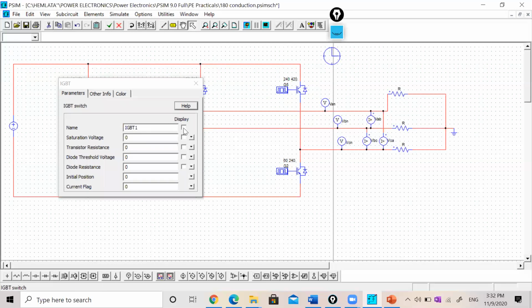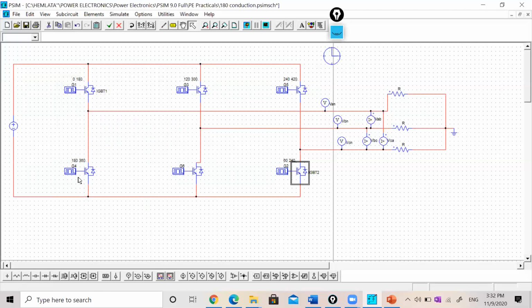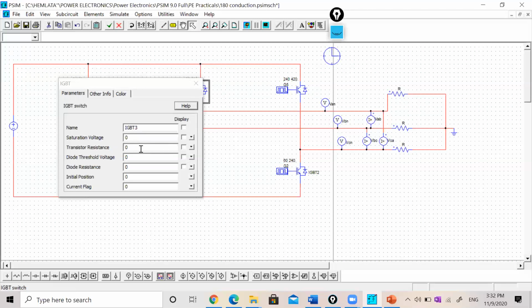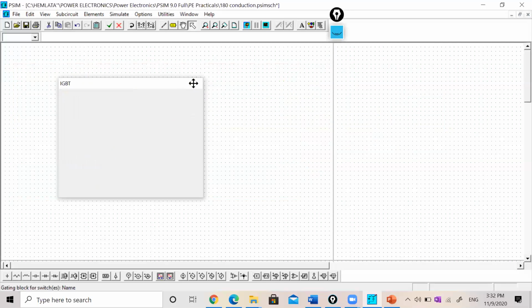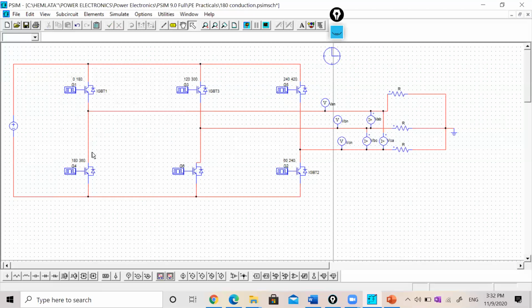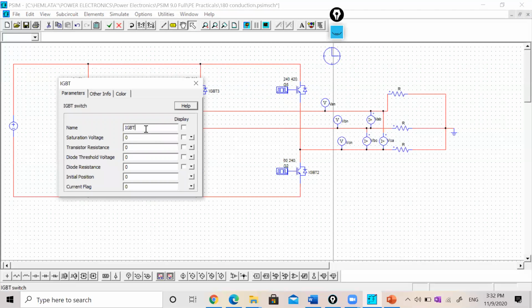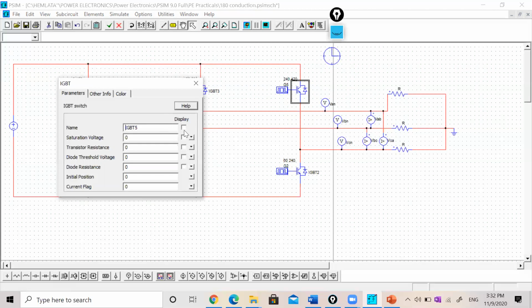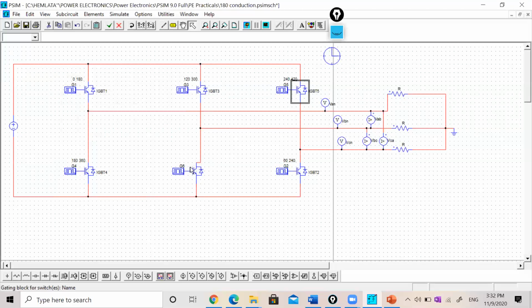Similarly, we can name these IGBTs: IGBT1, IGBT2, IGBT3, IGBT4, 5.